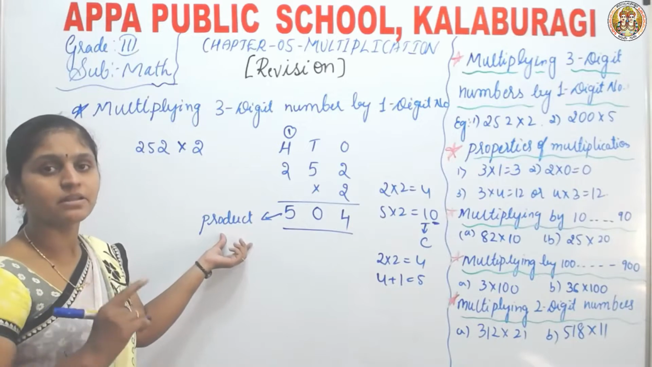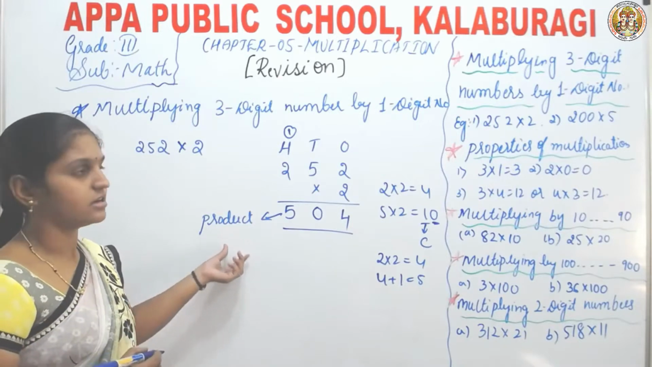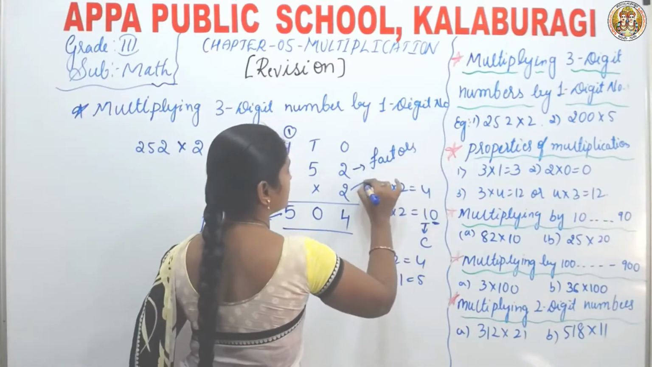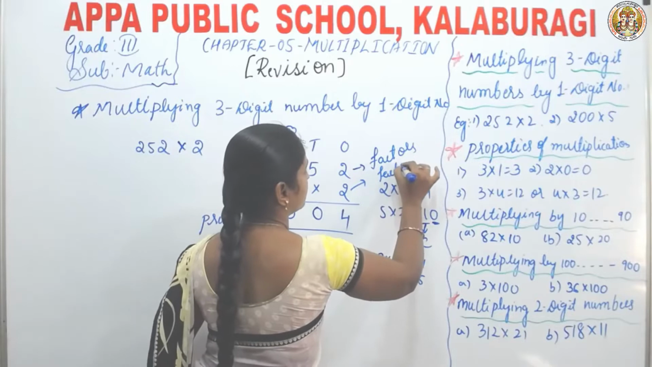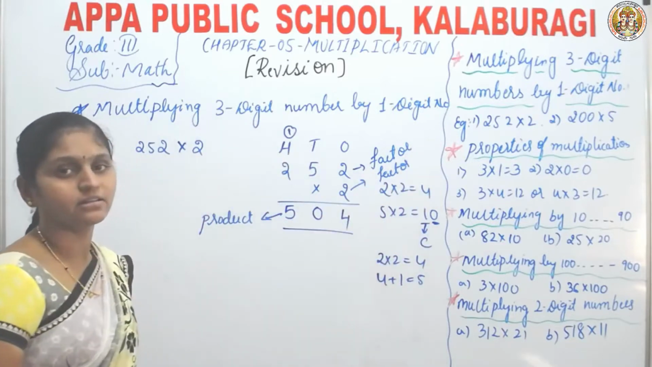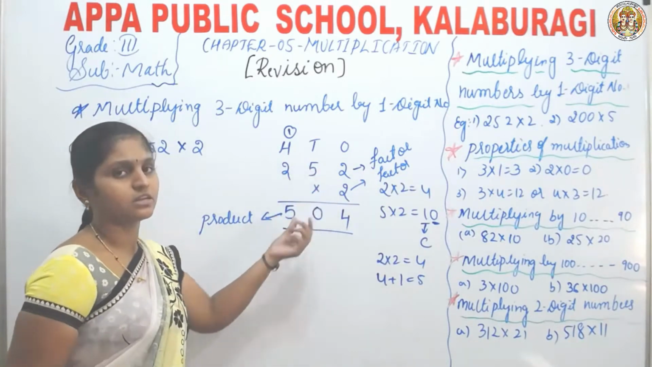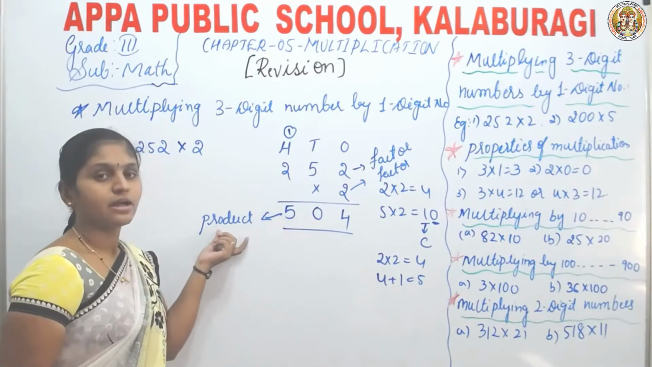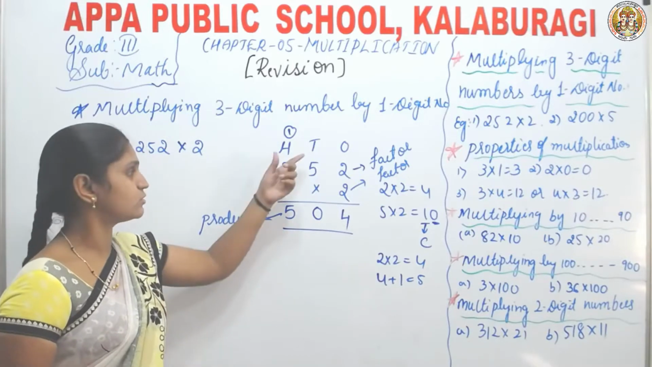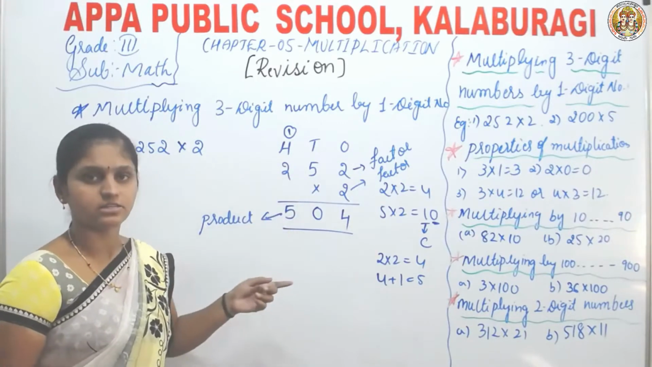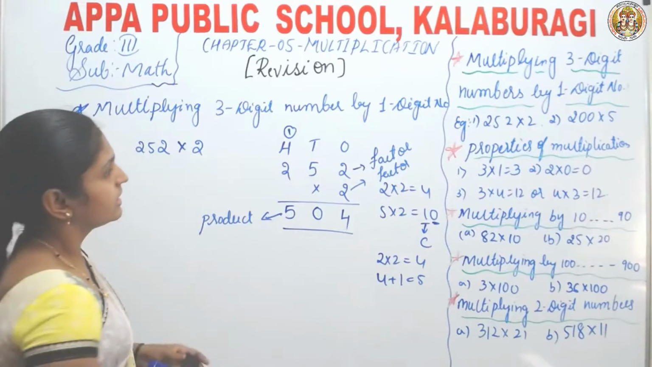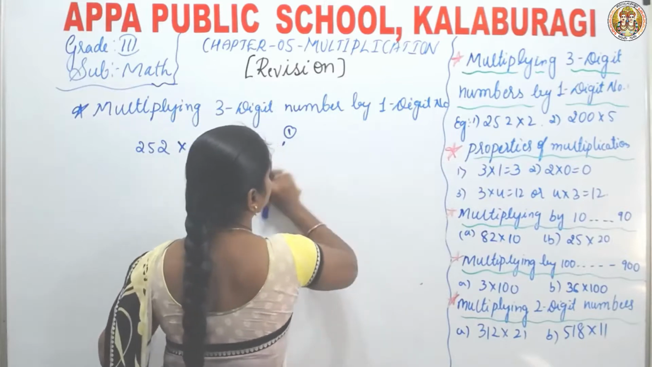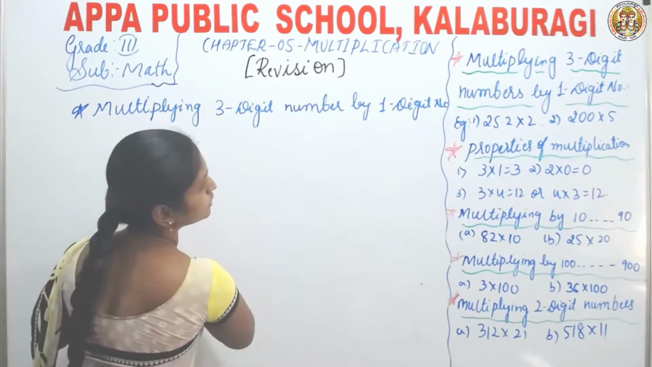Each number is called a factor. These are called the factors. This is also a factor. If you multiply the two factors, we get the product. The answer is called the product. Yes, these two numbers are the factors. So I have taken the example 252 multiplied by 2.